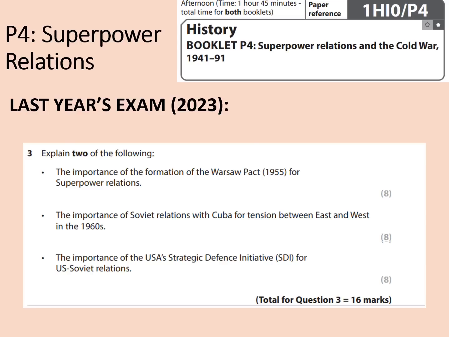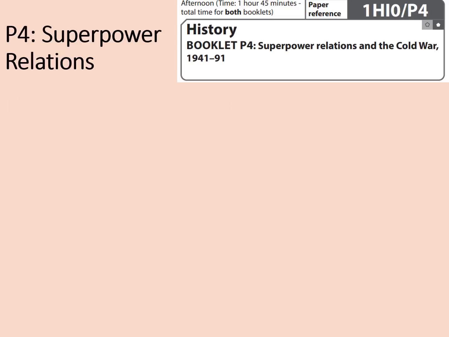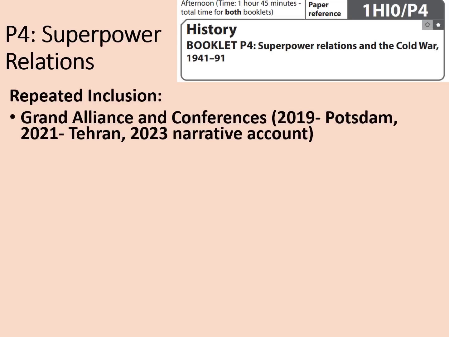Let's have a look at the repeated topics. These topics have all had repeated inclusions, at least 3 times. Let's start off with the Grand Alliance at the end of World War II and the conferences of that period. The 2019 exam included a question on Potsdam, the 2021 exam included one on Tehran, and the narrative account question of last year's exam looked at the Yalta Conference as part of it. It's hardly surprising that this one keeps cropping up because it is really broad, and perhaps one of the other conferences will be looked at this year, I don't know.